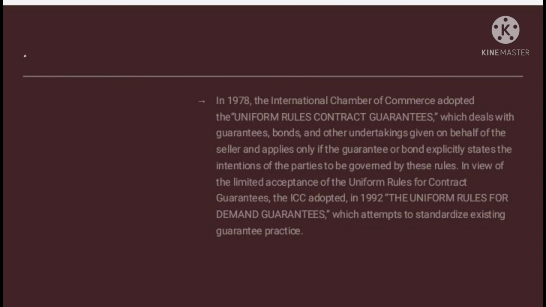In 1978, the International Chamber of Commerce adopted the Uniform Rules for Contract Guarantees, which deals with guarantees, bonds, and other undertakings given on behalf of the seller and applies only if the guarantee or bond explicitly states the intentions of the parties to be governed by these rules. In view of the limited acceptance of the Uniform Rules for Contract Guarantees, the ICC adopted in 1992 the Uniform Rules for Demand Guarantees, which attempts to standardize existing guarantee practice.